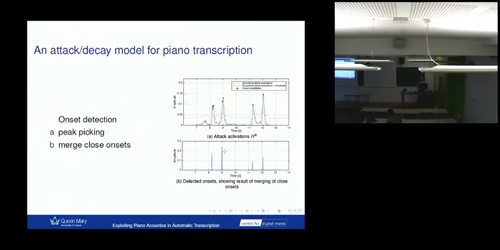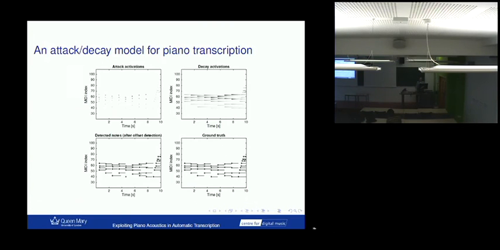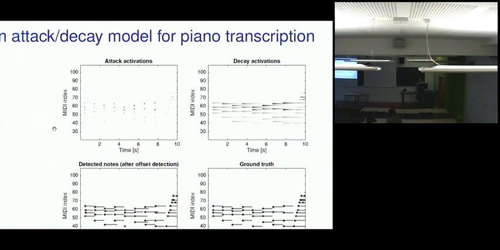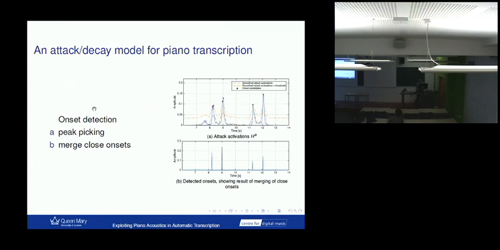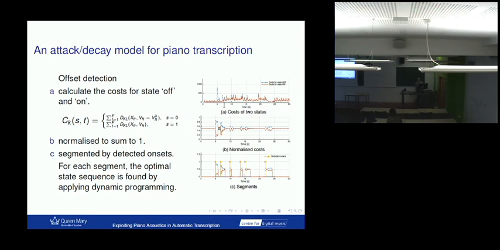So for the onset detection, we work on the attack activation, just like a very normal onset detection method. We get the peaks first by thresholding and smoothing. Then we find that this is just 1 note, but there are two onsets. So we merge some very close onsets, but later we think we can use just a difference function to tackle this problem.